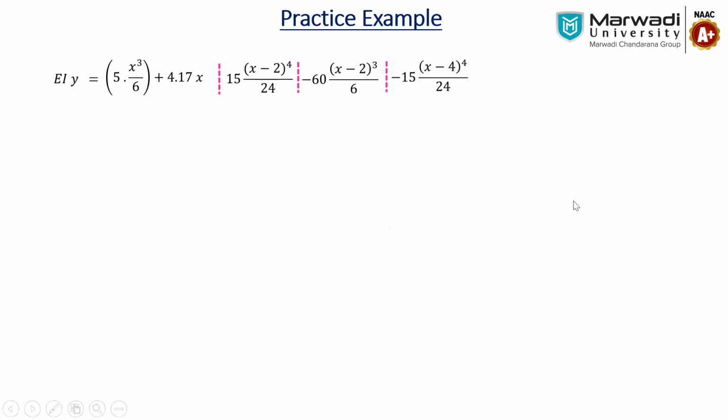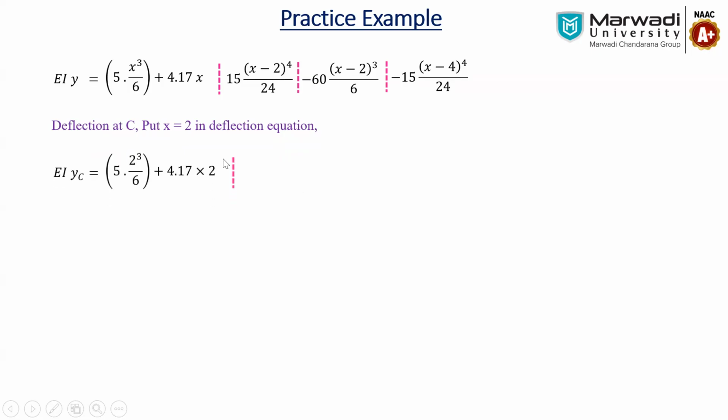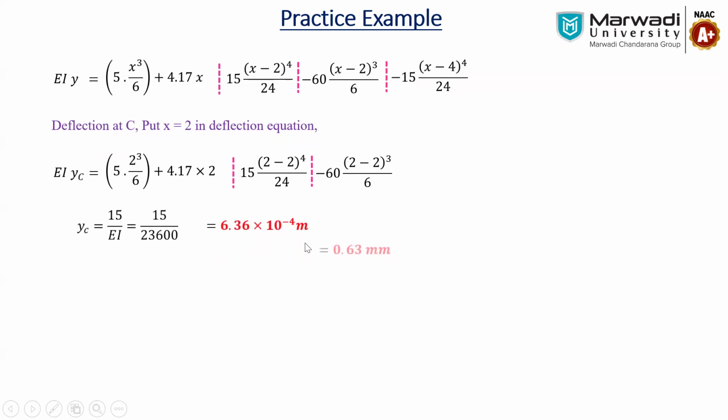So first, if you have to find out the deflection at C, at that point x equal to 2, you have to put it in the equation of the deflection. So we have to just consider up to this point because 2 minus 2 is 0. So these two terms will be 0. 2 minus 4 is less than 0, so we don't have to consider that last term. So what is remaining? Only the first two terms. So what is the answer of this? You don't have to consider the remaining one. So it is 15 by EI. And if you put the value of the EI, you'll get 0.63 mm.